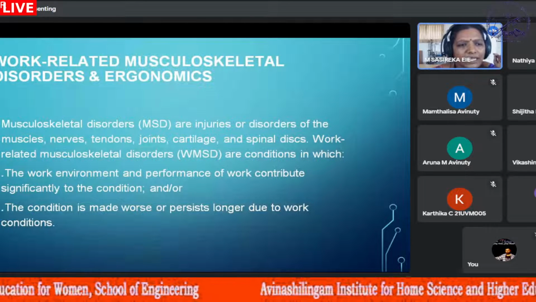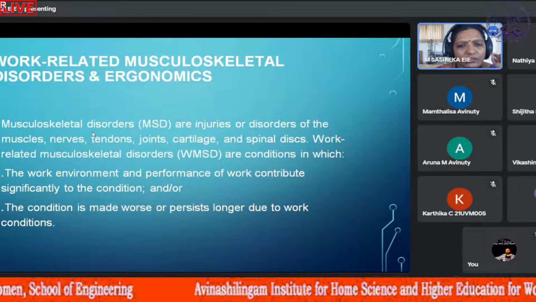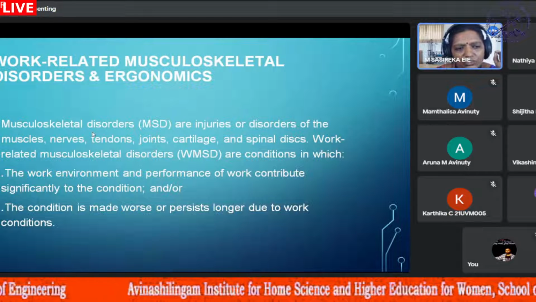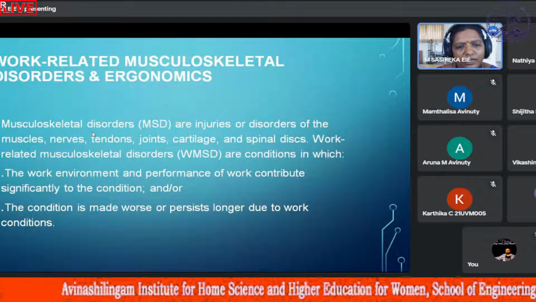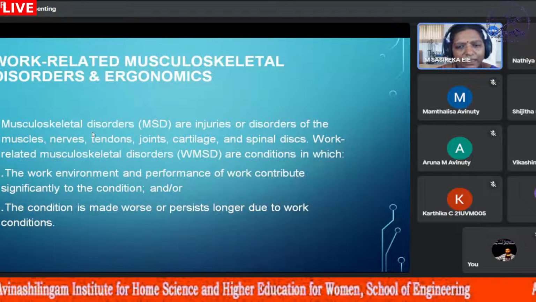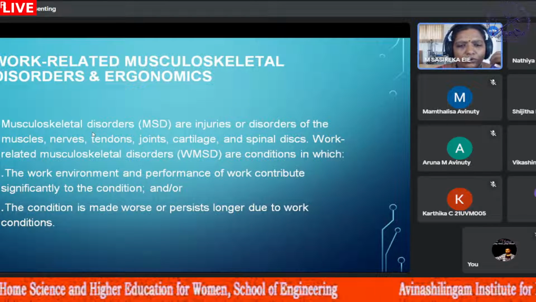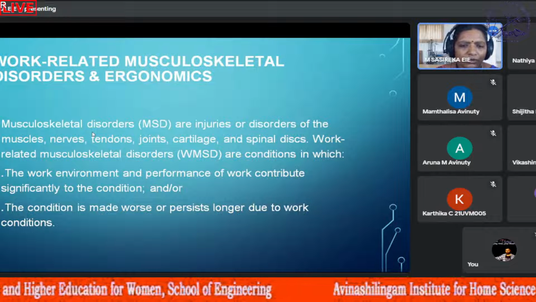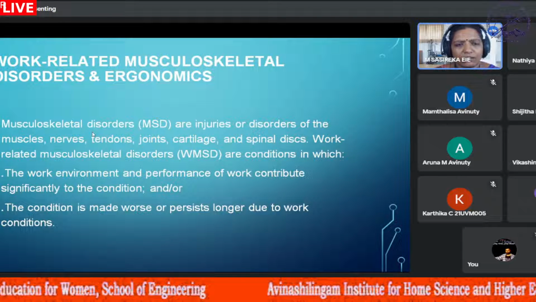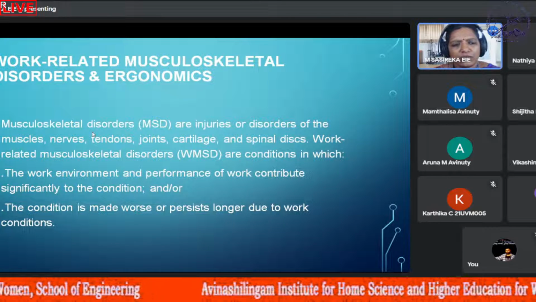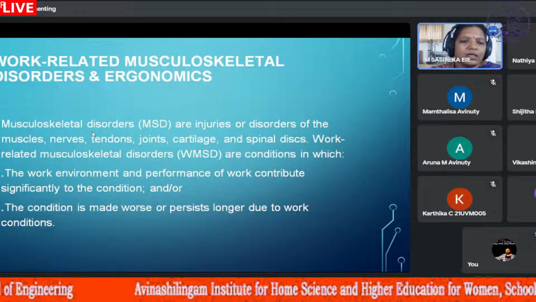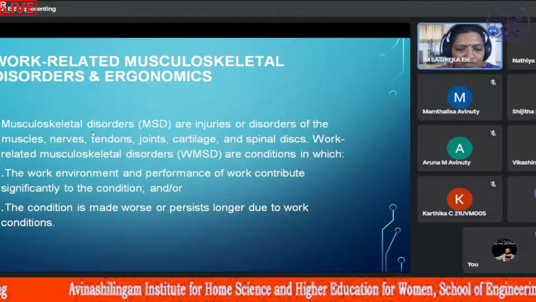So musculoskeletal disorders. These are the injuries or disorders of the muscles or nerves or tendons or joints or a spinal disc, if you are giving work to them continuously, for these joints or muscles, if you continuously give work to them, that will also make it worse.